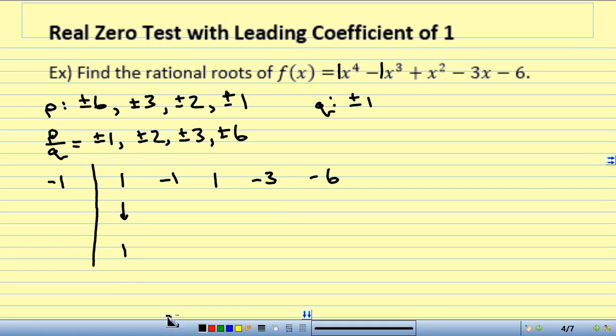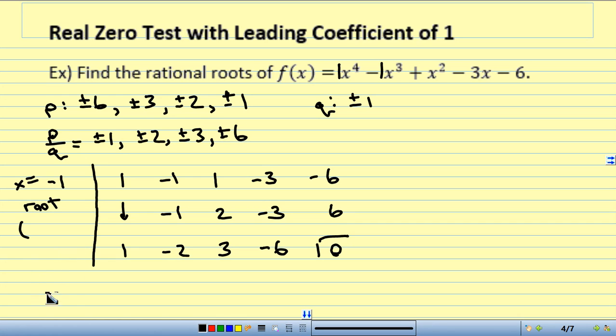So let's try negative 1. I got negative 1, so negative 2. I'm at 2, so I got 3. So now I have negative 3, so I'm down to negative 6. And I got negative 1 times negative 6, positive 6, 0. Shazam! So right here, I have a root of negative 1. Now, if I make it into the term, I have x plus 1, because remember, when I set it equal to 0, I get a root of negative 1.